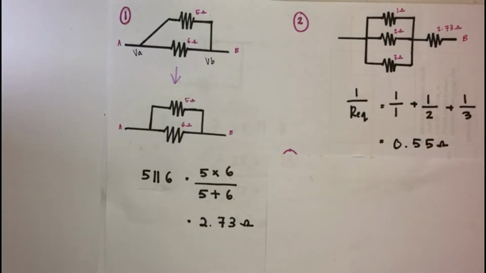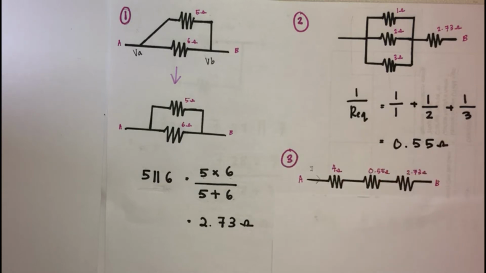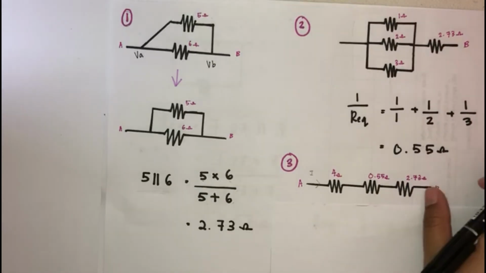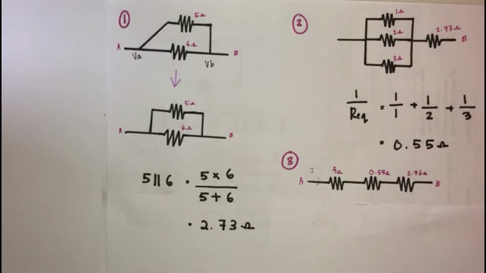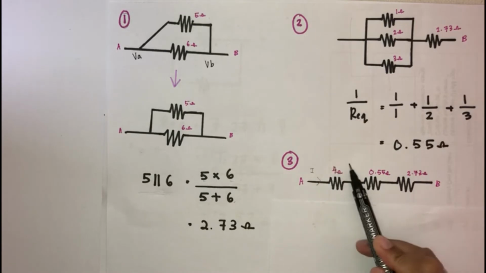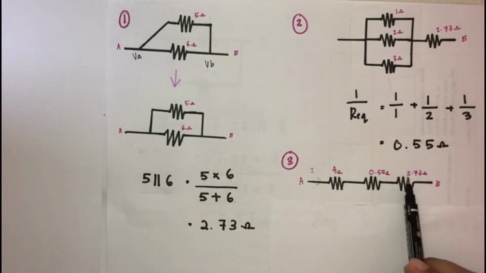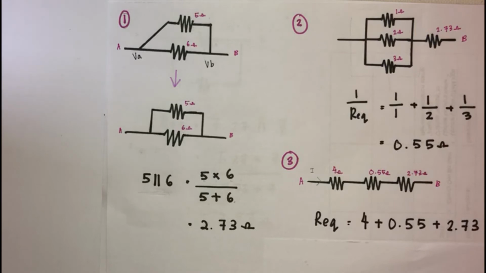The last second step is to redraw the circuit into series. 4 ohms is the value given for the resistor, and both of these values are from parallel. So the calculation for the series circuit is Req equals 4 plus 0.55 plus 2.73. So the total is 7.28 ohms.